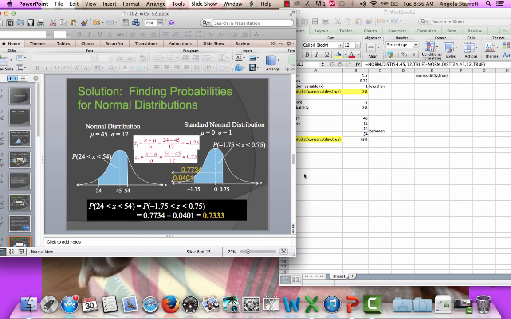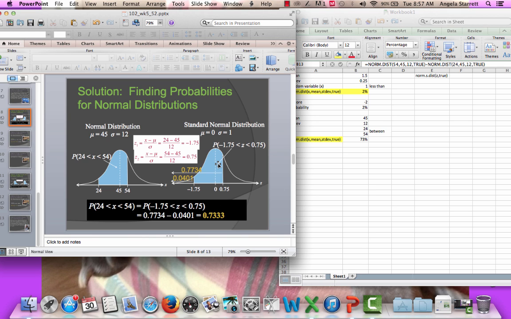Okay, and we can see here the actual math, and you can see in the blue shaded regions what we've done. We got the entire area to the left of 54, and we subtracted the area to the left of 24. Okay, we can convert to z-scores.